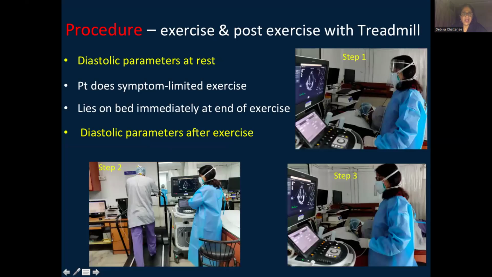We do it in our lab. At rest, in step 1, we get all the diastolic parameters and save those in the machine. Then we ask the patient to walk on the treadmill belt, and as the patient becomes symptomatic, the patient quickly lies on the bed at the end of the exercise, and we take the diastolic parameters once the patient lies down in the bed.